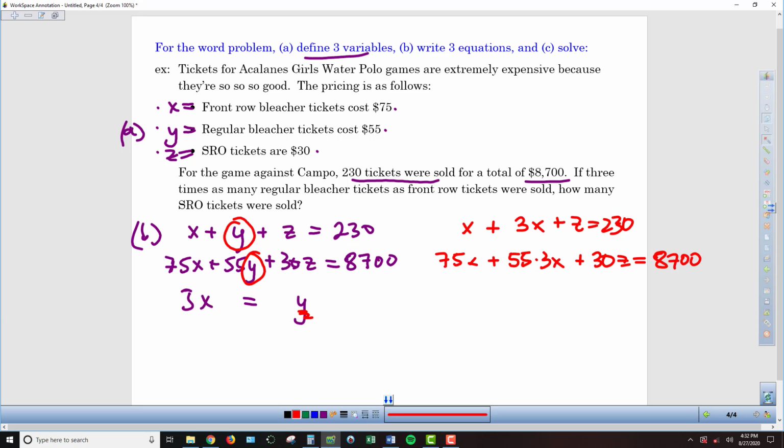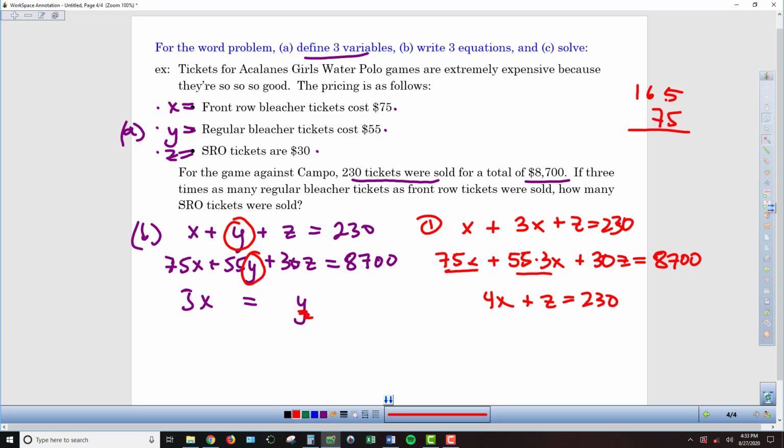And so here we've succeeded in going from three equations with three variables, through a substitution step, to two equations and two variables. So I'm going to clean these equations up a little bit. This first one, x plus 3x, I need to gather up to make 4x plus z equals 230. And then for the bottom equation, I've got 75x plus 3 times 55, so that's 165. So I've got 75 plus 165.